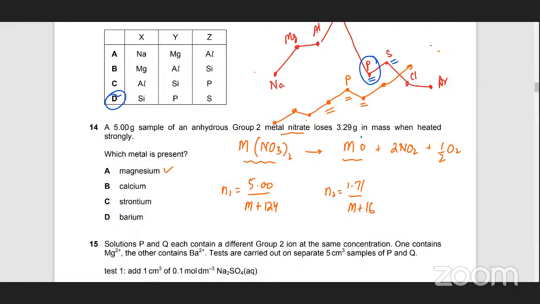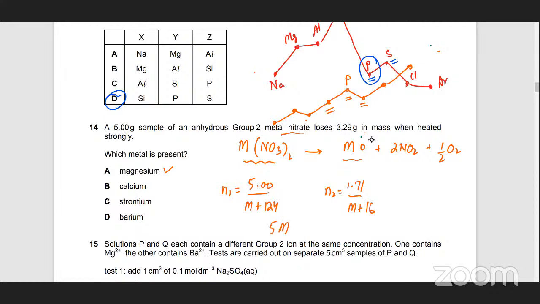So what does the equation tell you? The equation is telling you, okay, if this had 10 moles, the amount of MO produced would also be 10 moles, right? So whatever the moles that you get for this, this should have exactly the same moles. Is that clear? Yes. So therefore just equate them together.